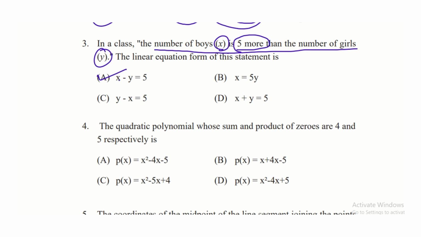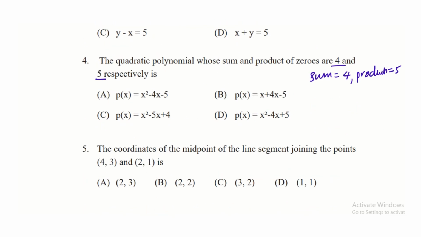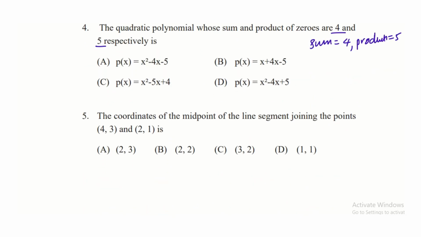Then question number 4. The quadratic polynomial whose sum and product of the zeros are 4 and 5 respectively. So here the sum of zeros is 4 and the product of the zeros is 5. So how to form the polynomial for this sum and product of the zeros? We have the quadratic polynomial x square minus the sum of the zeros into x plus the product of the zeros.